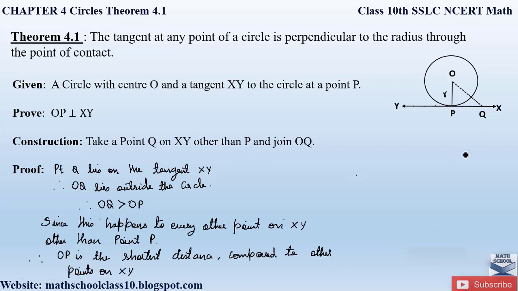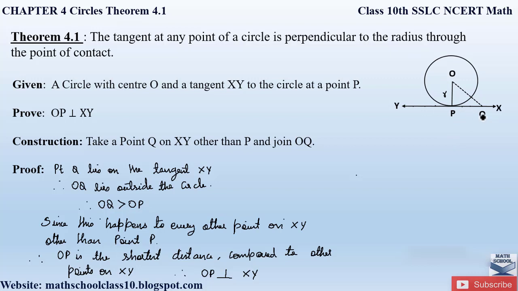Therefore we can say that OP is the shortest distance passing through the point of contact. So OP is the shortest distance, or OP is perpendicular to this tangent XY. Therefore you can write OP is perpendicular to XY. OP is nothing but the radius, so the radius is always perpendicular to the tangent. This is what theorem 4.1 says.